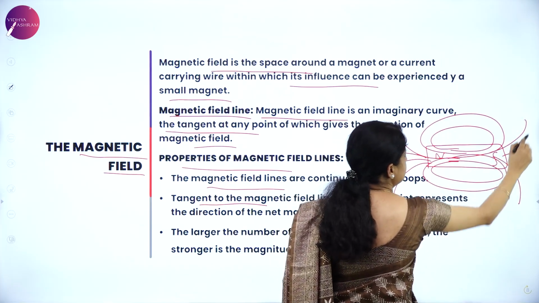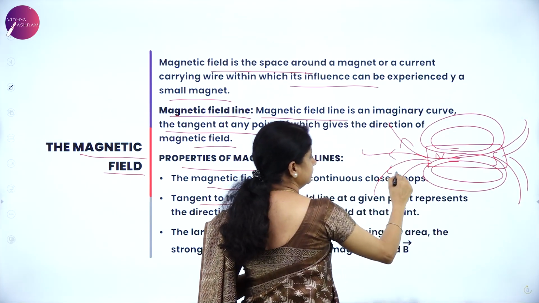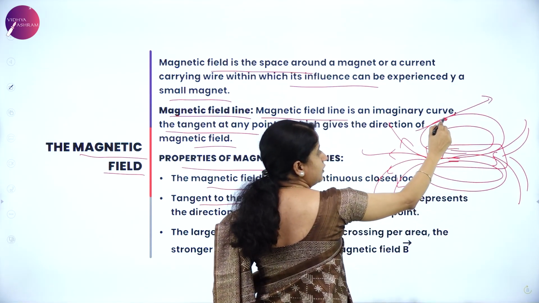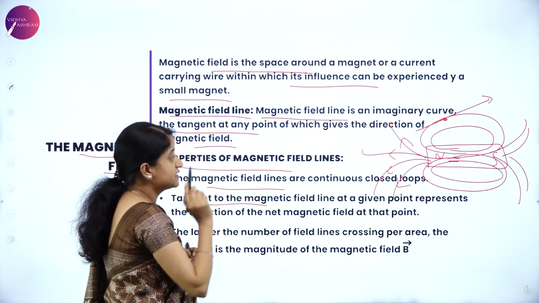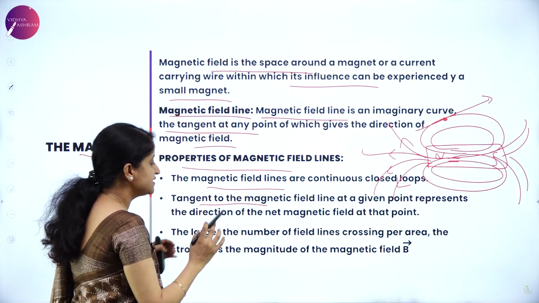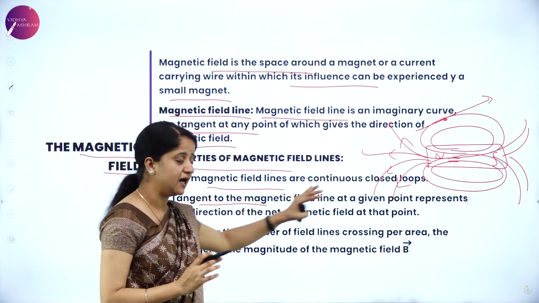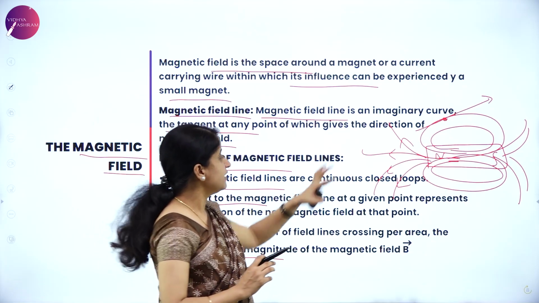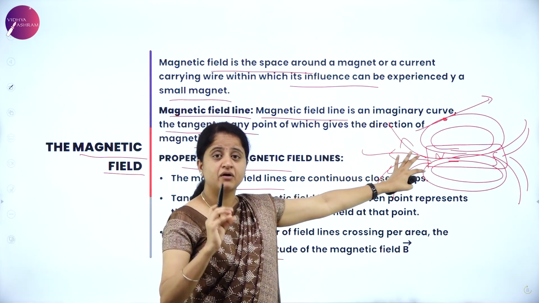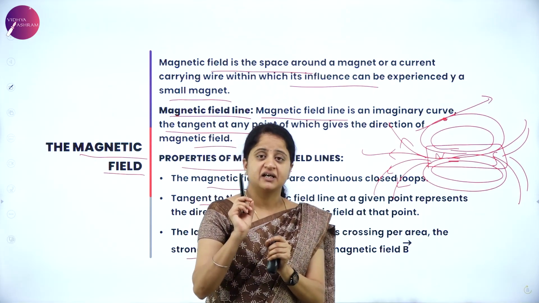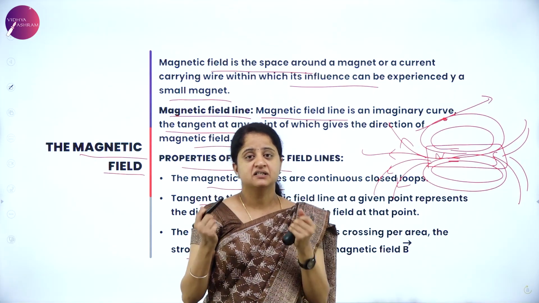It is like this. Suppose we draw a tangent on a curve, this gives us the direction of the magnetic field at that point. The larger the number of field lines crossing per area, the stronger the magnitude of the magnetic field, which means the area where we see a dense number of lines passing through, there the magnetic field is stronger.